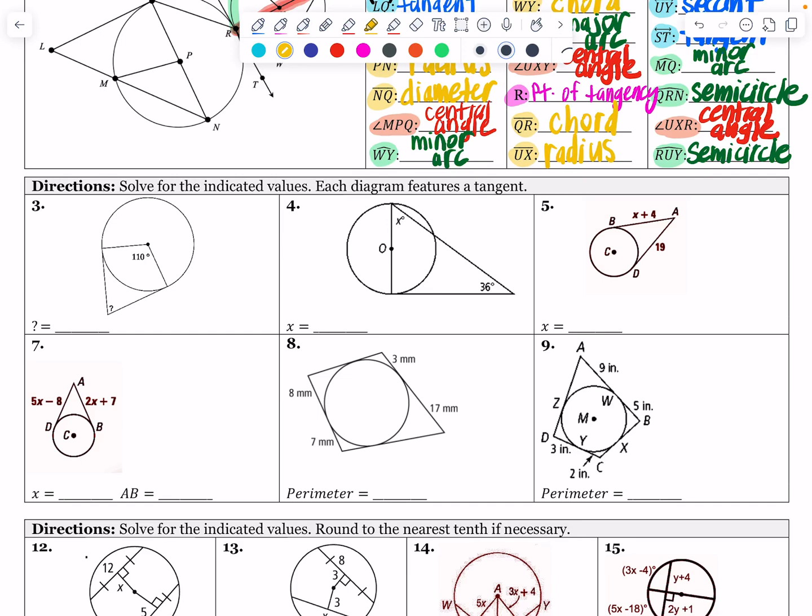Hello everyone, welcome to questions 3 through 9. The directions say solve for the indicated values. Each diagram features a tangent.